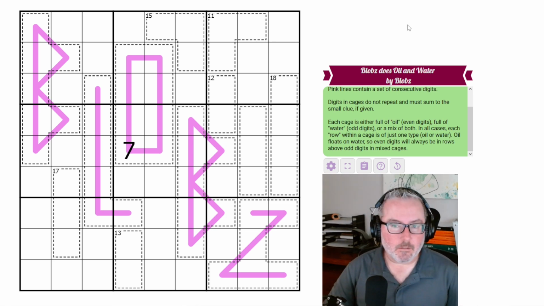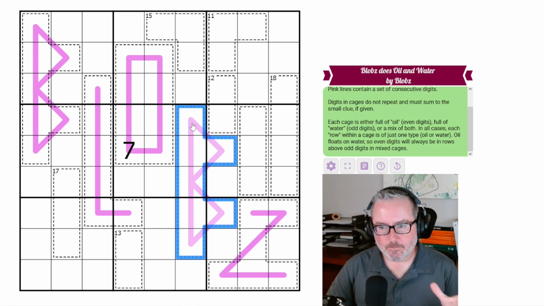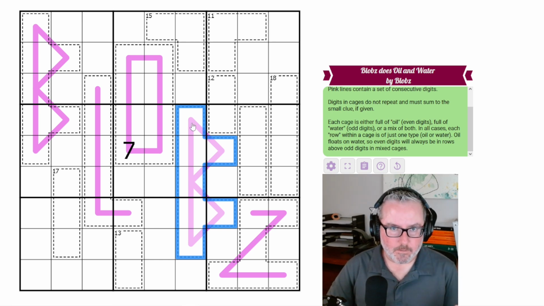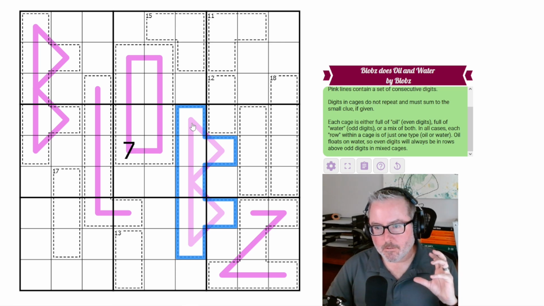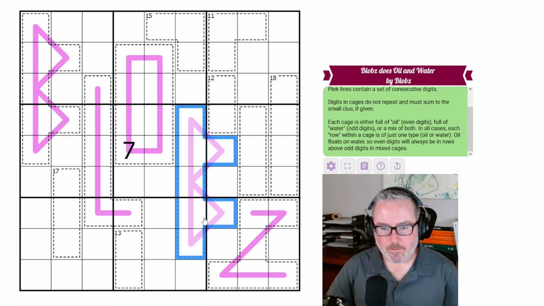So what does all of that mean? Let's just take an example. Let's look at this guy here. What we know is that this guy is either completely full of oil, which would be all even digits. It's either completely full of water, which means these would all be odd digits, or it's a mix of the two. And if it's a mix of the two, the water portion would be down here somewhere.